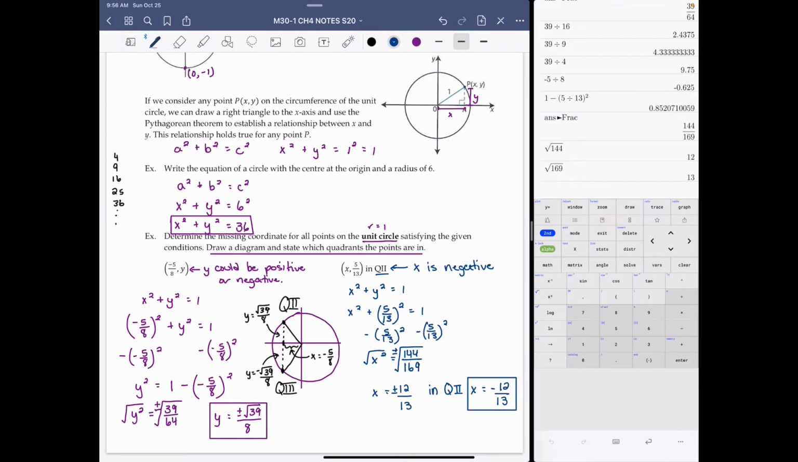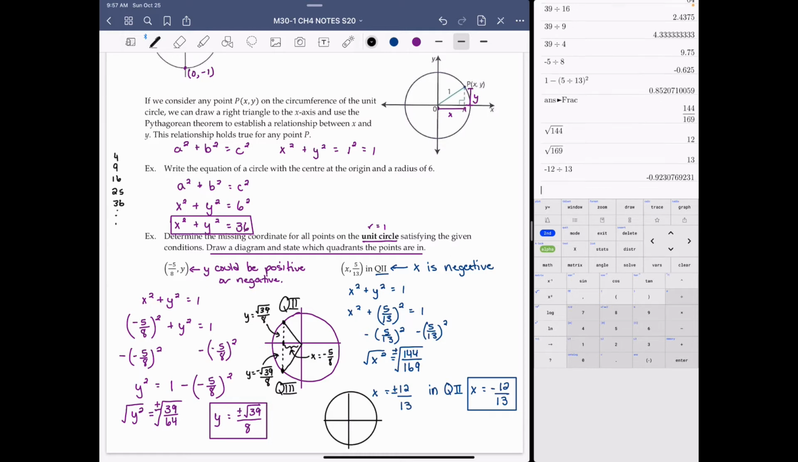And we can draw a diagram. Our x value, negative 12, divided by 13. We know it's in quadrant 2, but approximately where? Okay, so negative 0.9, that's pretty close to 1. So it's pretty close to the edge of the circle. So let's say about here for the x value. And then we go straight up from there to get to our y value on the circle. Then we can make our triangle.